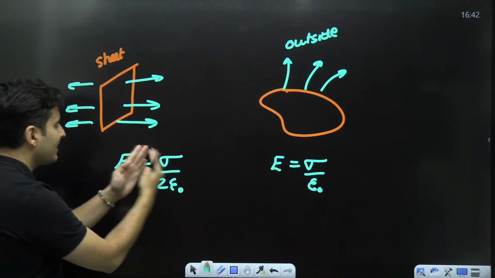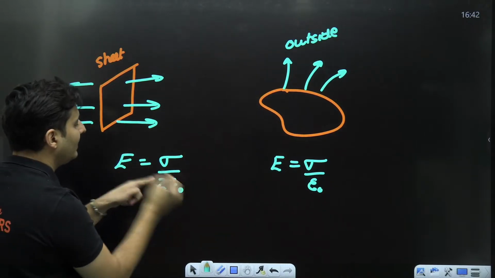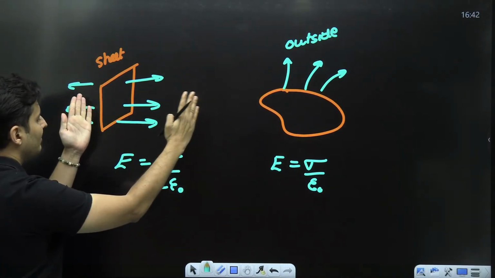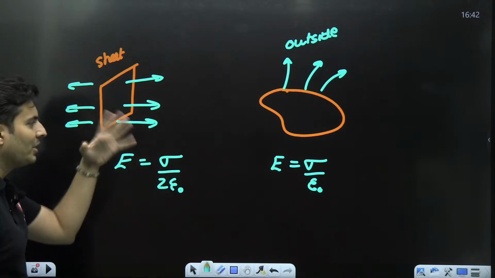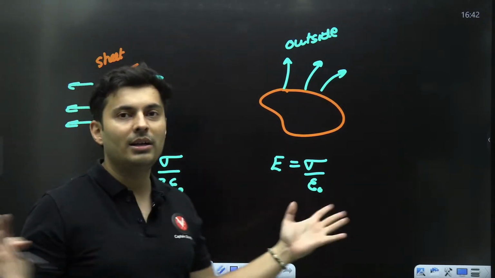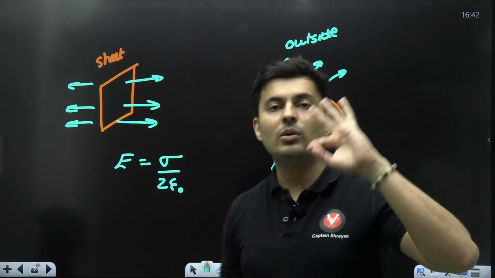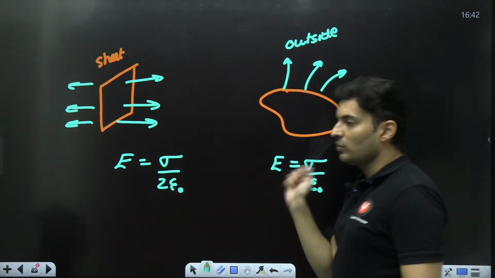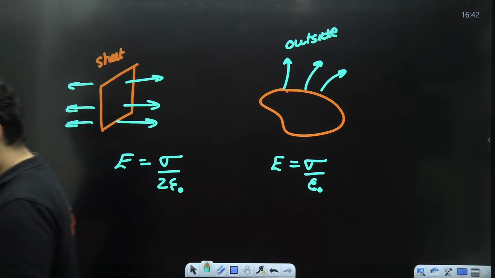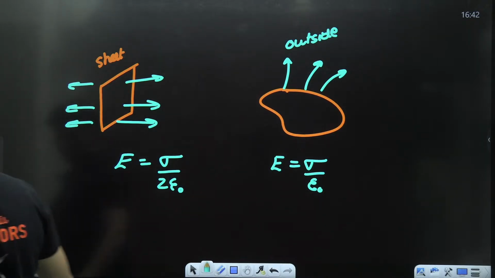You can also say it is getting divided as half. It is half into sigma by epsilon. Sigma by epsilon, half here, half here. You can think of it like that. It's getting divided. So that way you can avoid the confusion between these two formulas. Awesome? Never ever make this mistake again.